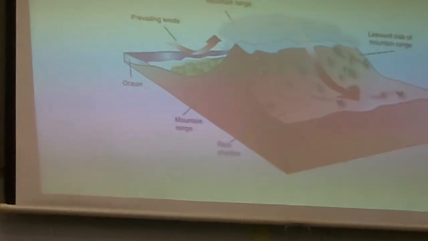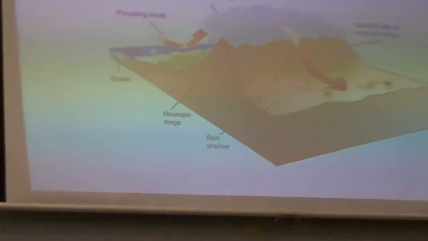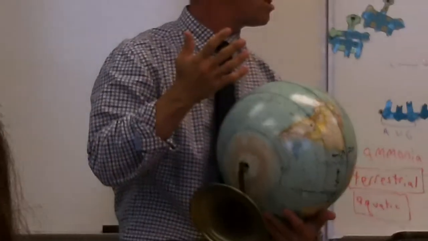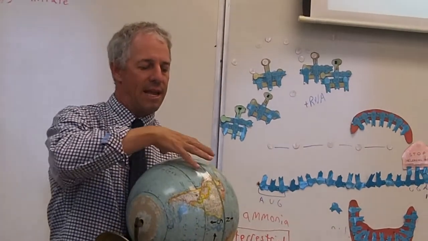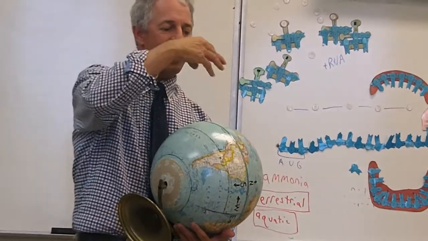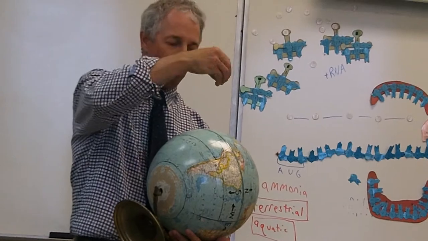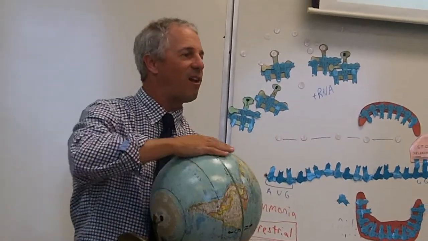Since it's hotter at the equator, have y'all ever heard that warm air rises? Maybe you've studied that in physical science. Since it's hotter at the equator, the hot air rises. When it gets high up, it cools and drops its moisture. So you have a whole lot of rainfall at the equator.